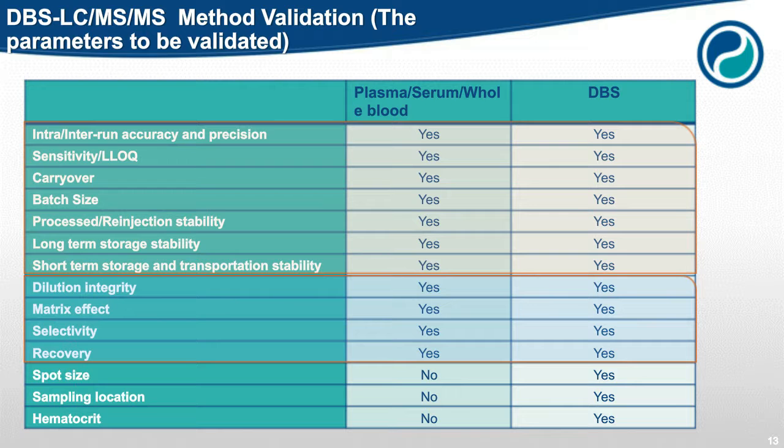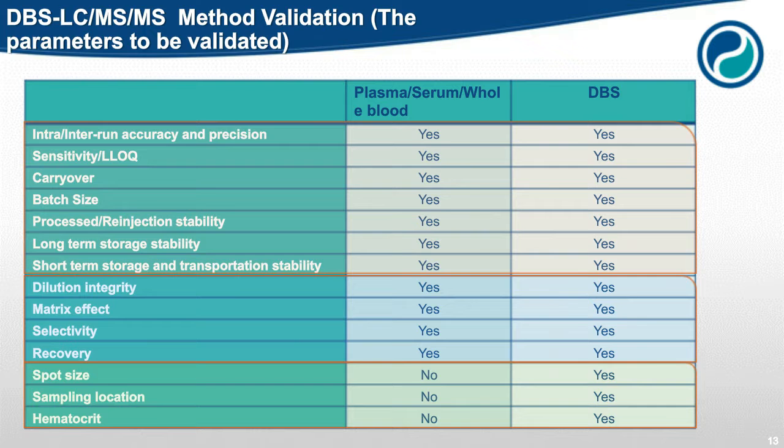The third category includes spot size, sampling location evaluation, and hematocrit evaluations. These are the key and unique parameters to DBS sample assays. Only for DBS methods do you need to evaluate these parameters, and I'm going to cover more details later.